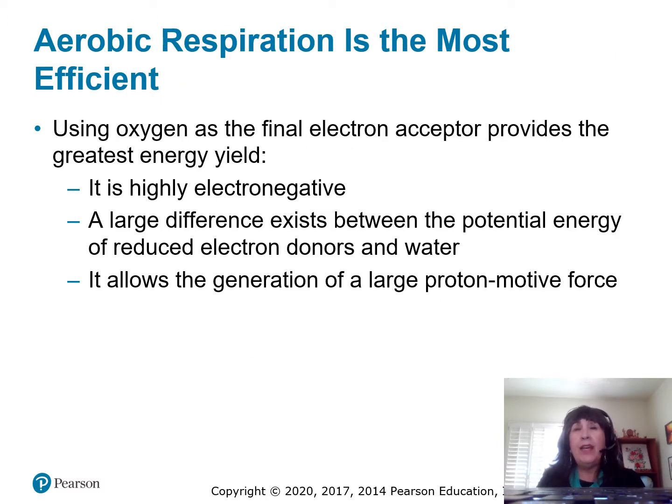So using oxygen as the final electron acceptor. Remember, all those cascading electrons and protons have to go somewhere. Oxygen is great because it's highly electronegative and it has low potential energy. So the distance between glucose and oxygen, there's a big gap and you can harvest a lot of energy. So that's the nice thing about aerobic respiration.